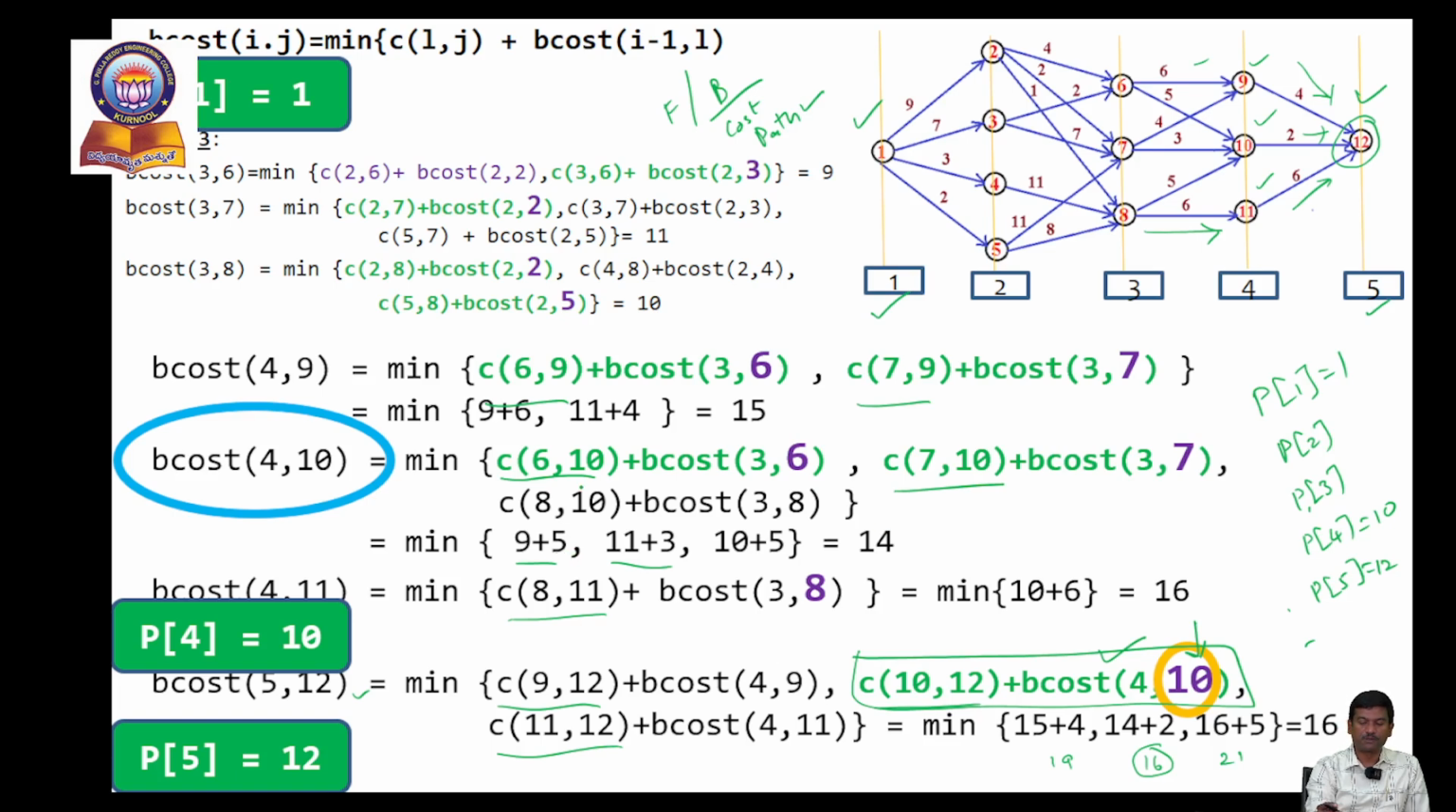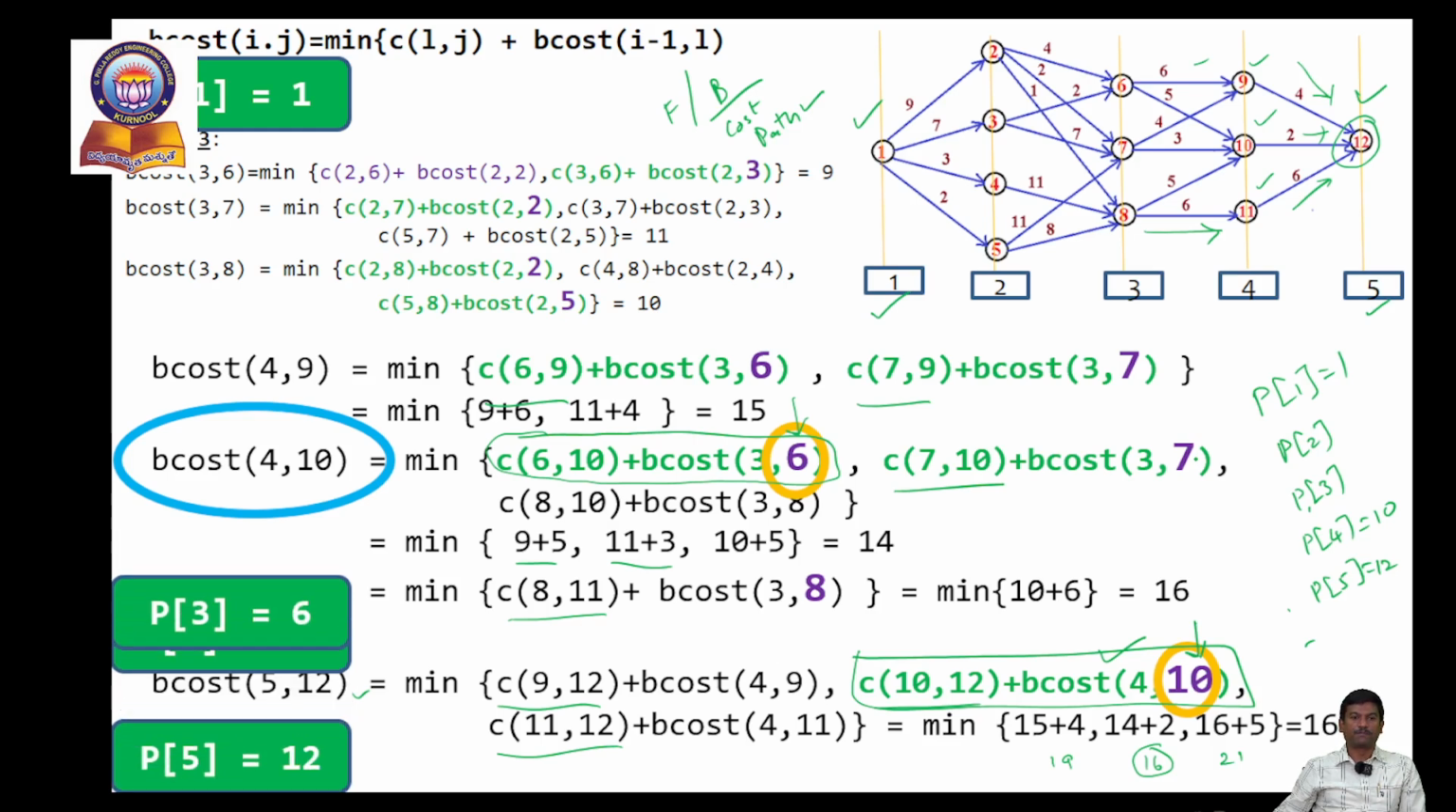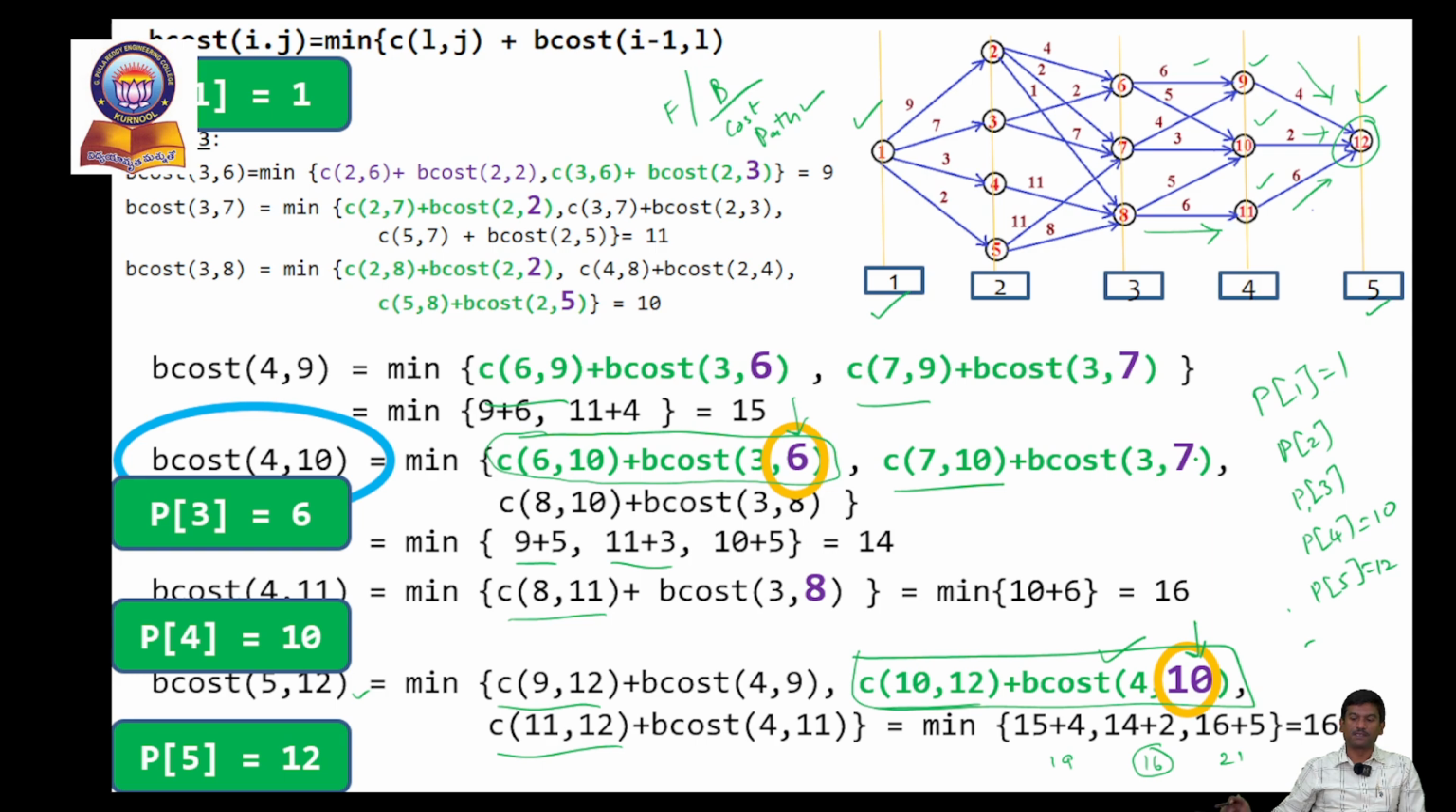And what is the respective path which led to the 14? That is c of 6 comma 10 plus b cost of 3 comma 6. And what is the value of the vertex that is present? That is 6. So there are two paths. The first path I'll explain in this slide, and the next path, with the 7, will be discussed in your next part. So here 6 is one of the solutions, that is P of 3 is equal to 6. So we have found the path at this stage, 3 to be equal to 6.